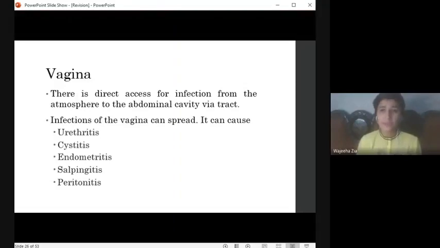If pathogens infect the urethra, that is known as urethritis, or it can lead to infection of the bladder, and that is known as cystitis. And then, if the infection leads to problems and infection of the uterus, that is endometritis, and if it occurs in the fallopian tube, that is known as salpingitis, and if the infection spreads inside the body up to the peritoneal cavity, that is known as peritonitis.